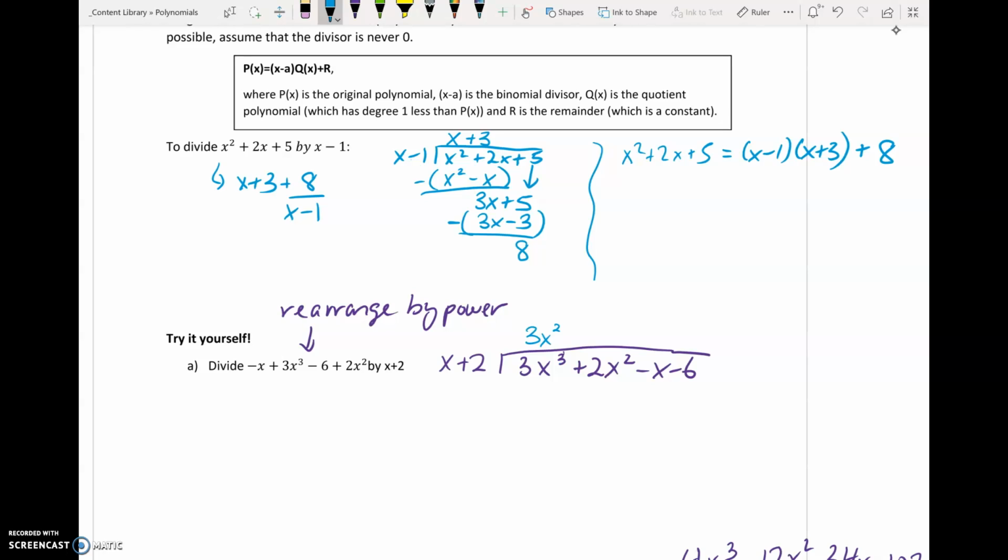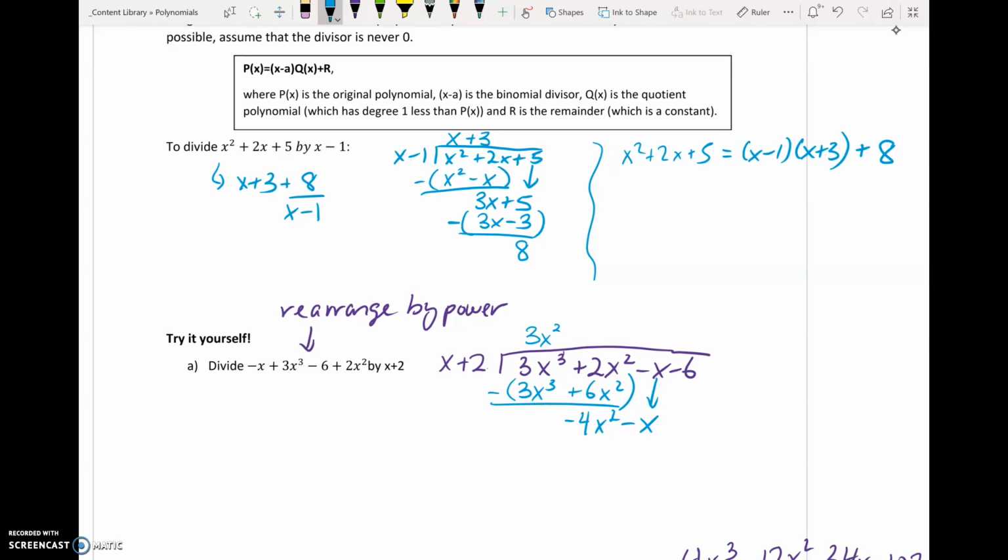Then I'll multiply this 3x squared with each term, so with x and with 2. So this becomes 3x cubed, and then 3x squared times 2 is 6x squared. Then we're going to subtract it in brackets, so this will be gone, but we have 2 minus 6, so our coefficient is going to be minus 4, and then x squared remains there.